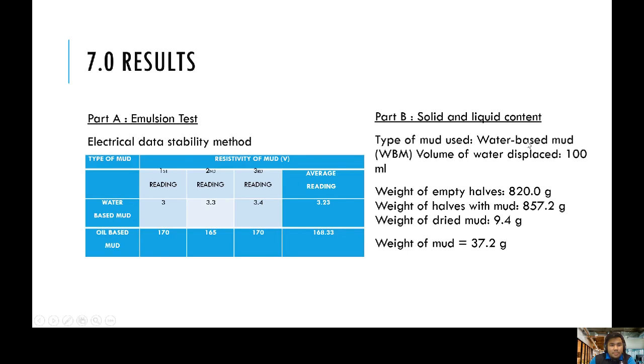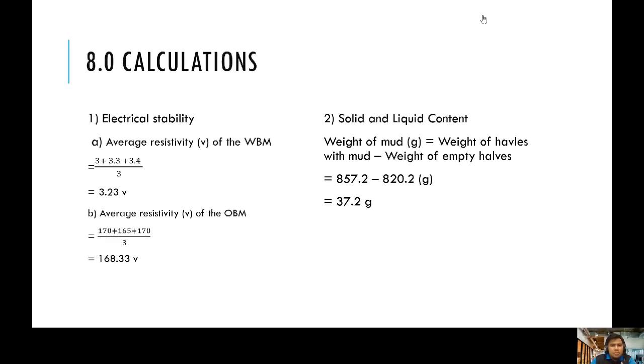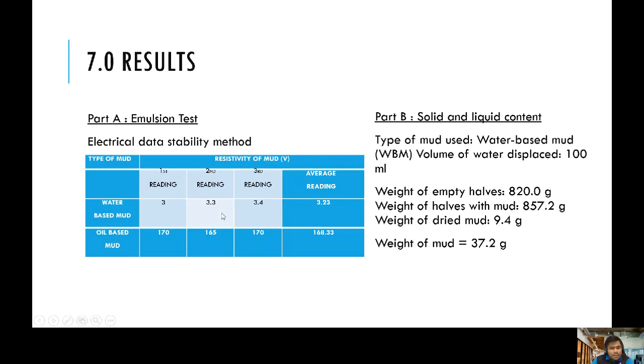For part B, the given values are: weight of empty halves 820 gram, weight of halves with mud 857.2 gram, weight of dry mud 9.4 gram, and weight of mud 37.2 gram. For 8.0 calculation, the first one is electrical stability, where we calculate the average resistivity in volts. For the WBM it is a direct calculation and we got 3.23 V, and for the OBM we got 168.33. I put it in the table for the average reading.